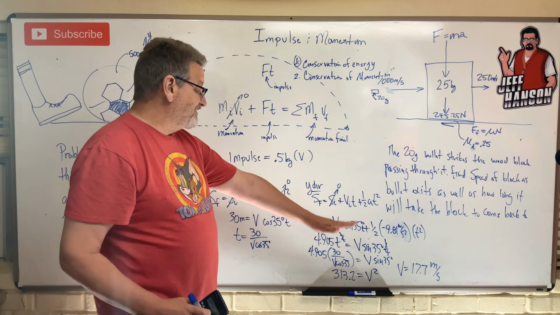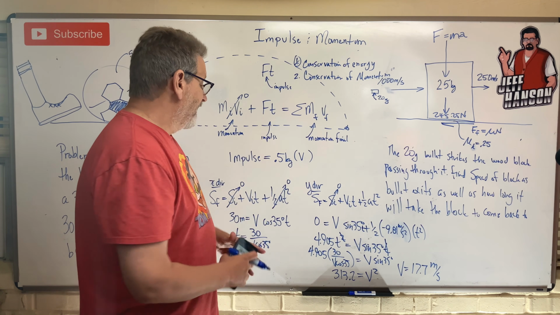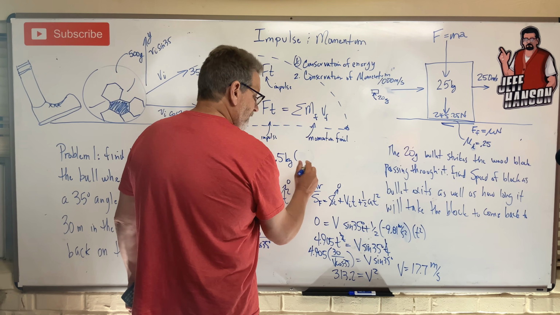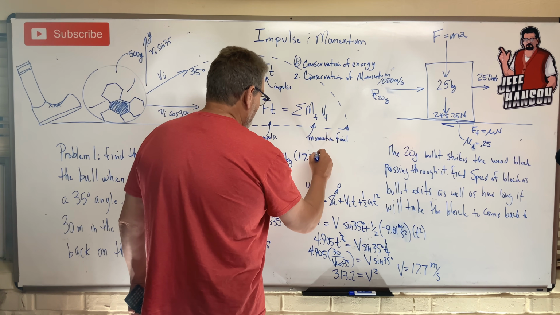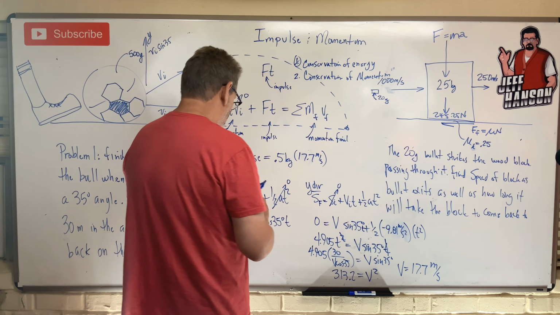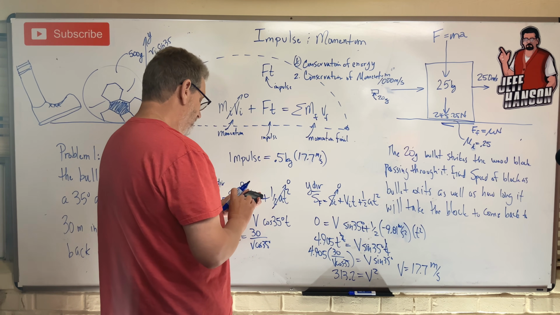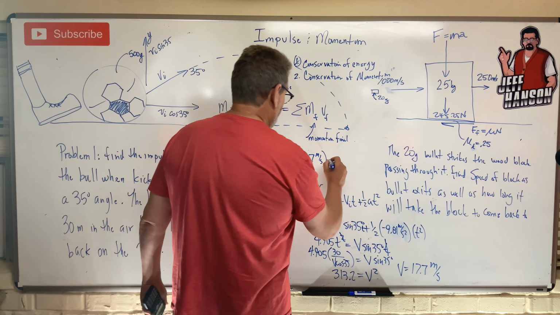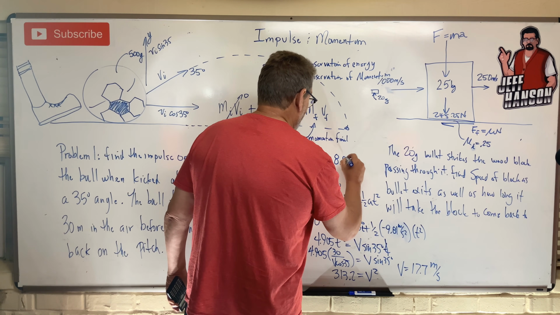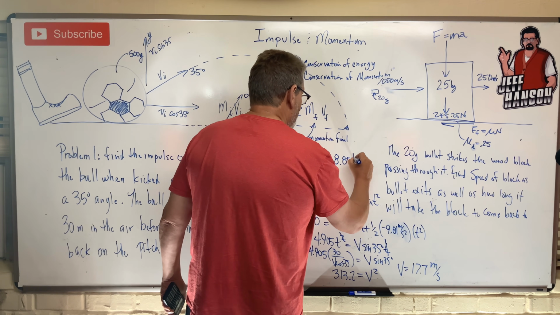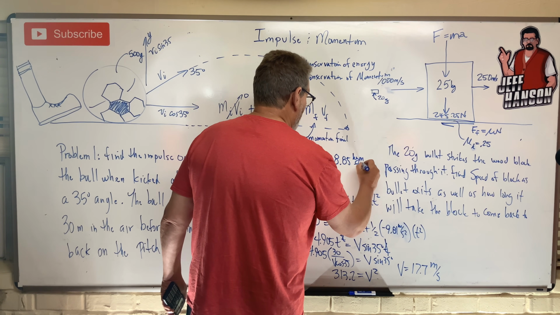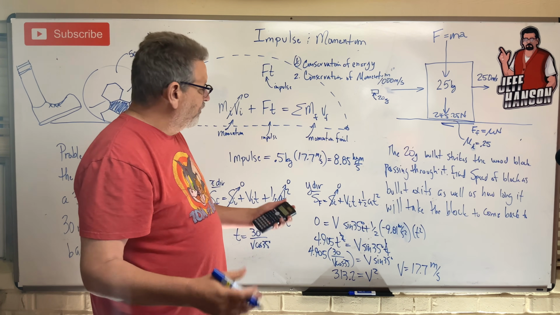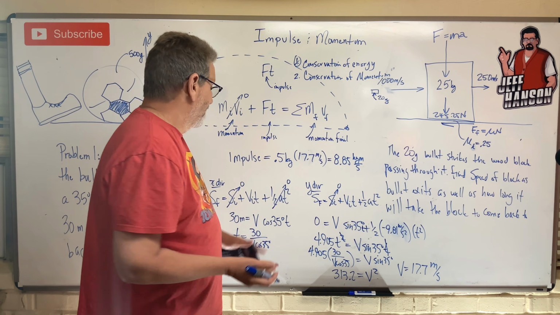Now all that's left to do is take that V and plug it right back in here. We get 17.7 meters per second, times 0.5 is 8.85. And here are the units: kilogram meters per second. Now that's not a joule or a newton. That's the units of impulse, right?